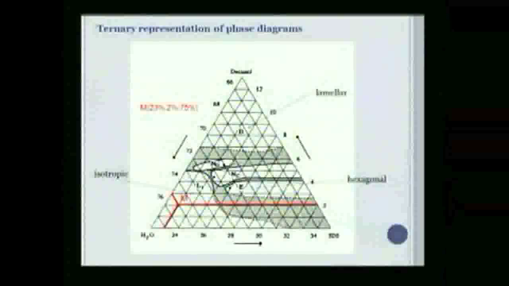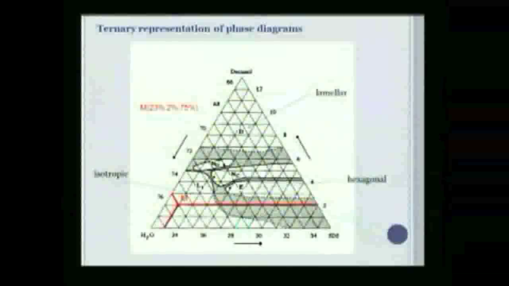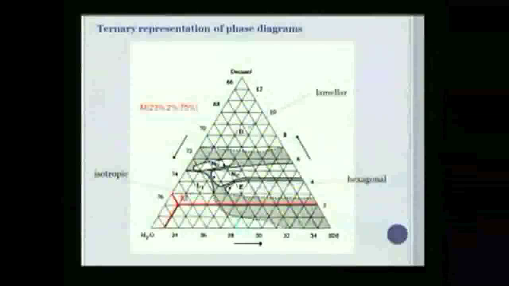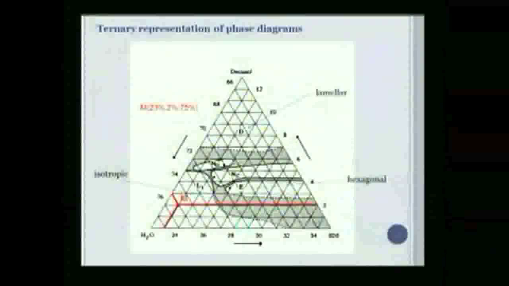Each corner of the triangle represents one of the three components. Here you can read the composition of SDS on this axis, decanol on this axis, and water on this axis.